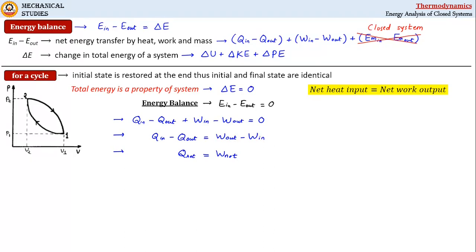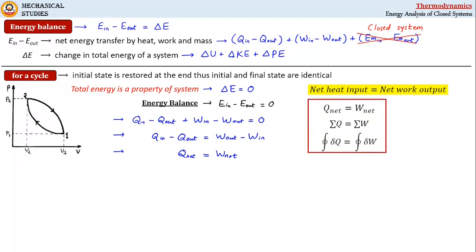Okay. So the first law expressions applied to a closed system undergoing a cycle can be written in these various forms, where the first one is Q net is equal to W net. This is a generalized form. Second, we can write this as summation Q is equal to summation W. This form is particularly used when system undergoes multiple heat and work interactions. And the third one is cyclic integral of del Q is equal to cyclic integral of del W. This is a differential form of first law of thermodynamics.